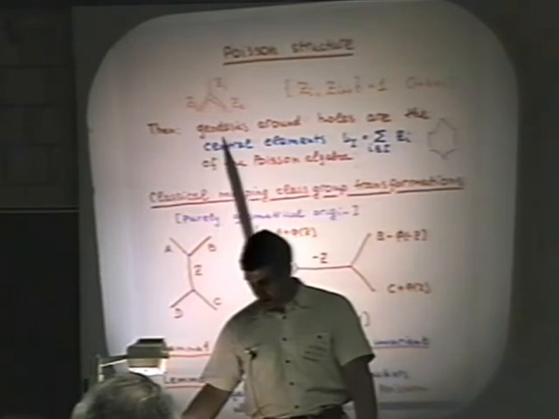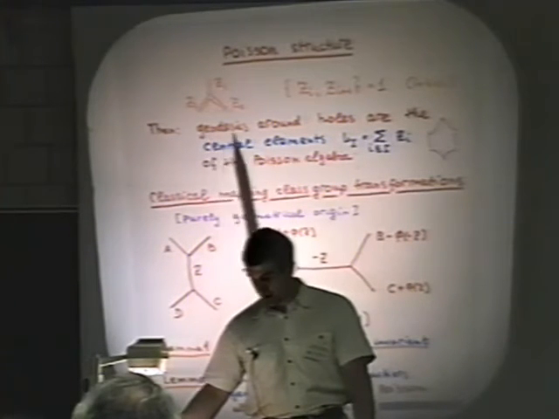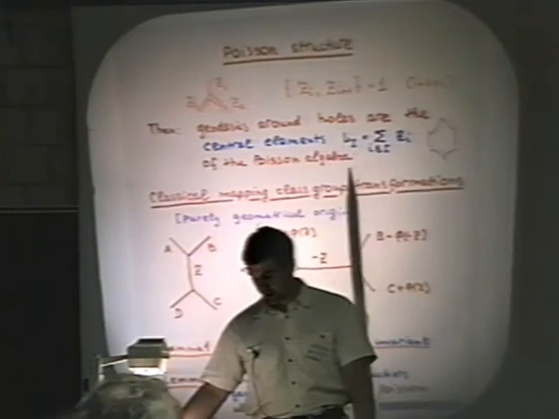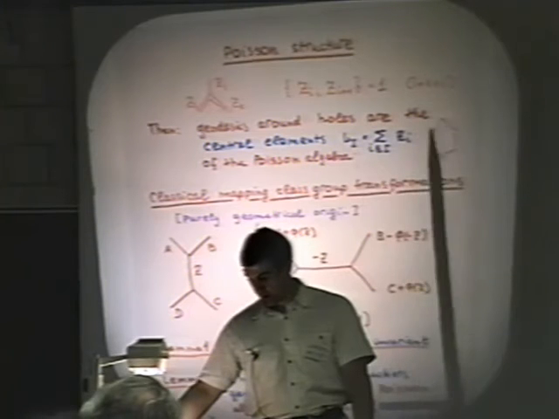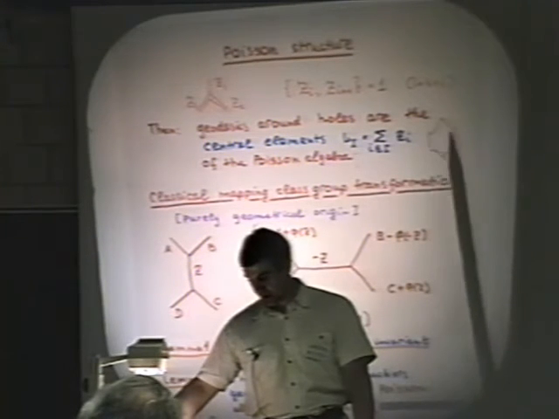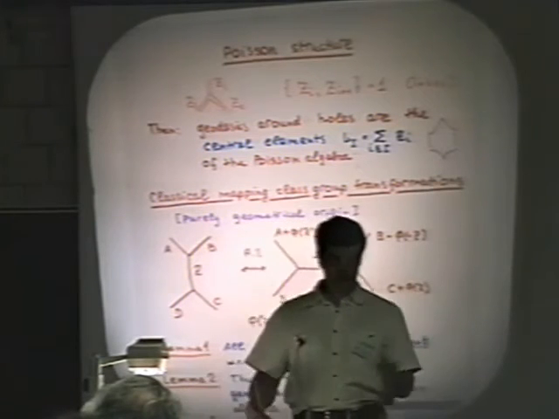It's a simple observation that then the geodesics around poles are central elements of the Poisson algebra. So we have this sum of zeta parameters coming around the boundary component, and it Poisson commutes with everything.